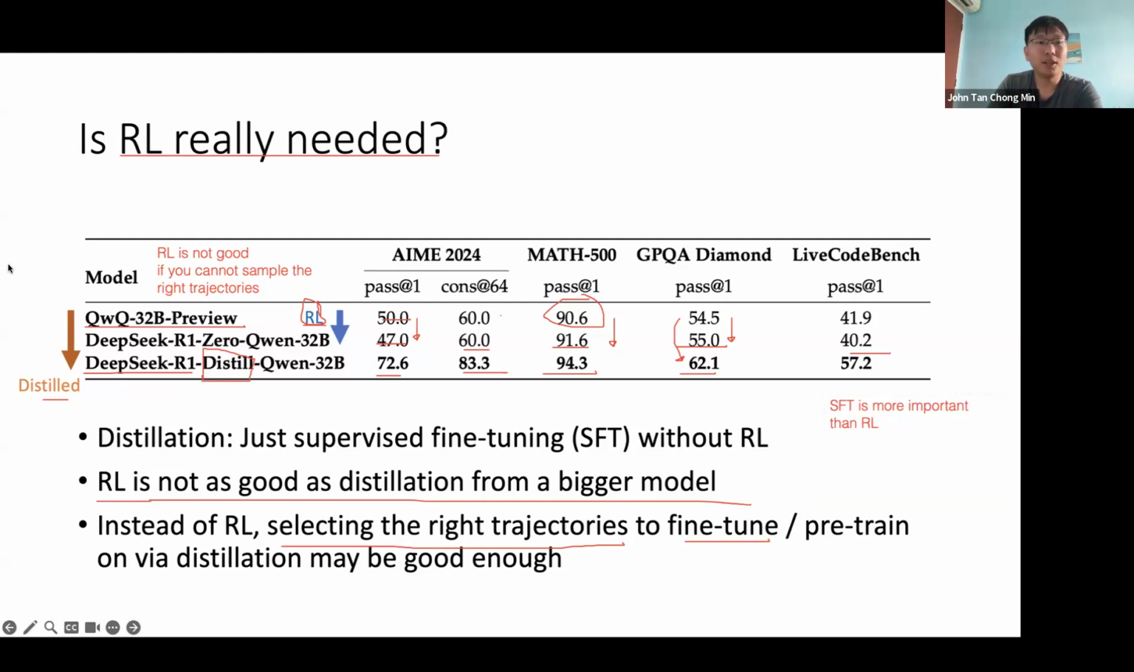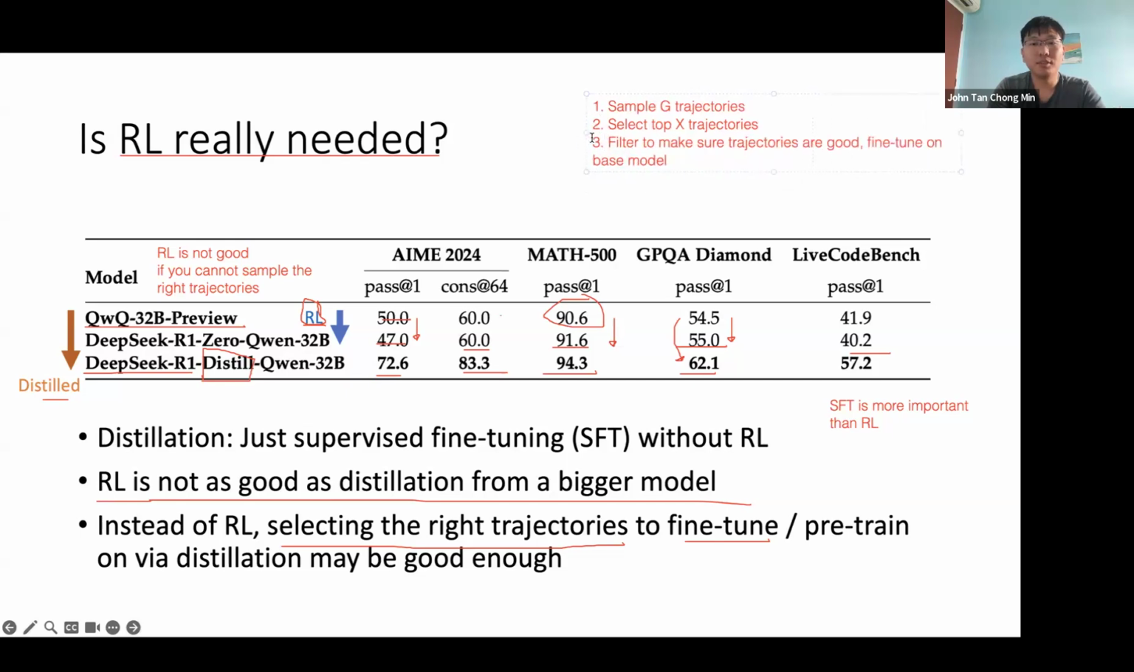And can that replace RL totally? So the pipeline I imagine is like this. Sample G trajectories, select maybe the top X trajectories, filter to make sure the trajectories are good, and then fine-tune on the base model. So this is step 1, step 2, step 3.